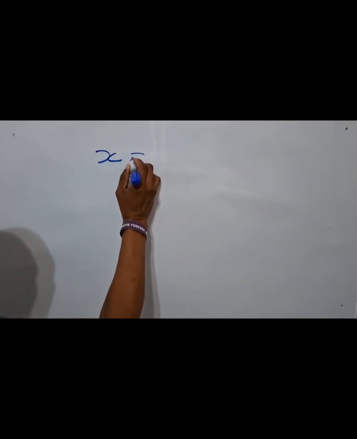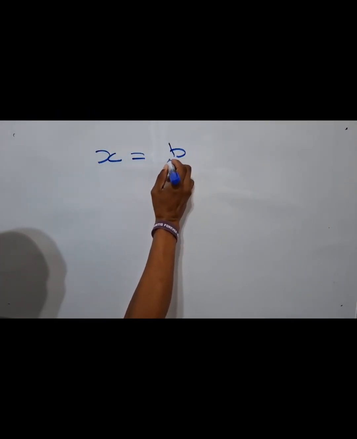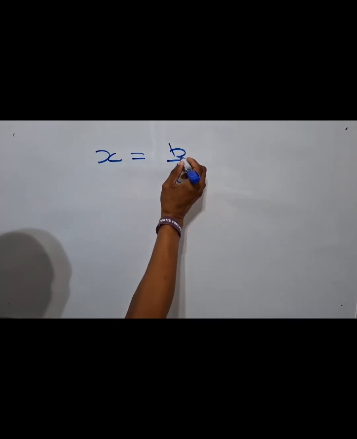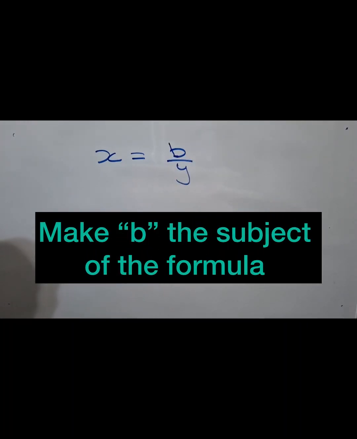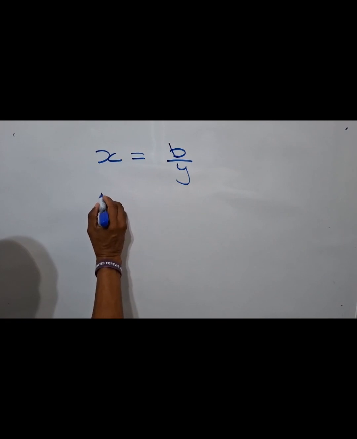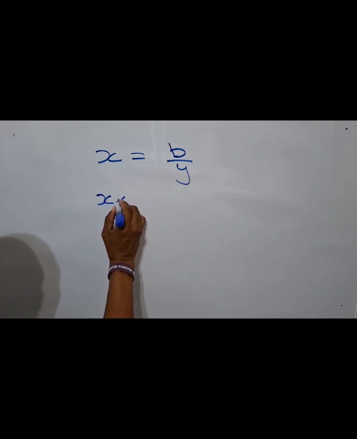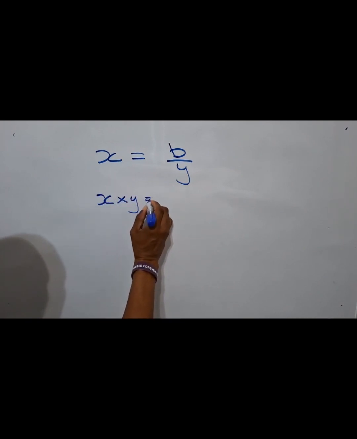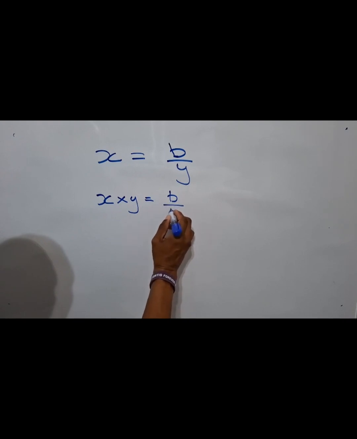All right, one more equation. We have x is equal to b over y. What we'll be doing is making b the subject of the formula. Here we have y being divided into b. How do we move that y from right there? We do the opposite of what it is doing. So we multiply both sides by the letter y.